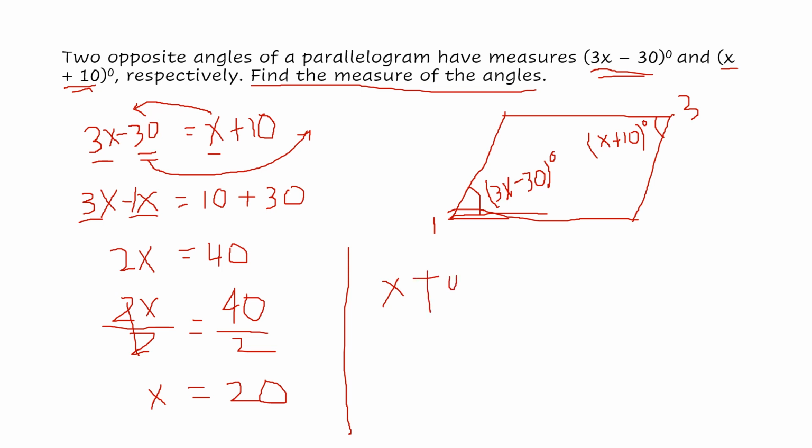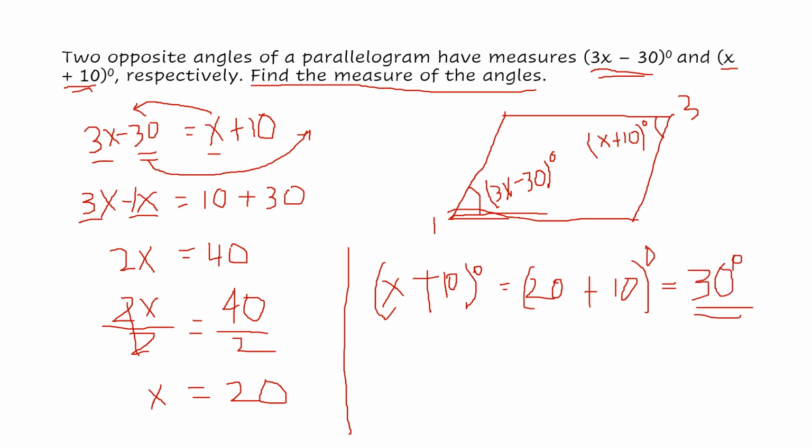So x plus 10 degrees. But x is 20 plus 10 degrees. But 20 plus 10 is 30 degrees. Therefore, the measure of these identified angles, this one and its opposite, is 30 degrees. So this is your answer.